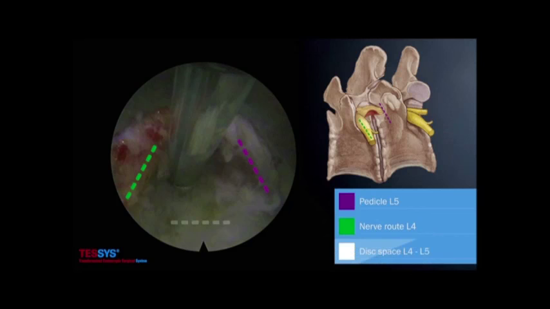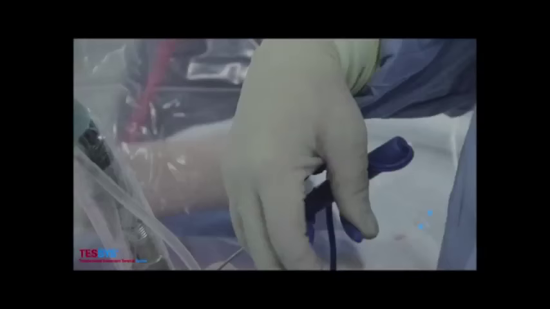Now the pedicle of L5 should become exposed and then more medially the upper backside of the vertebral body L5 and the border with the disc L4-L5. Small bleedings can be stopped with a radio frequency probe.